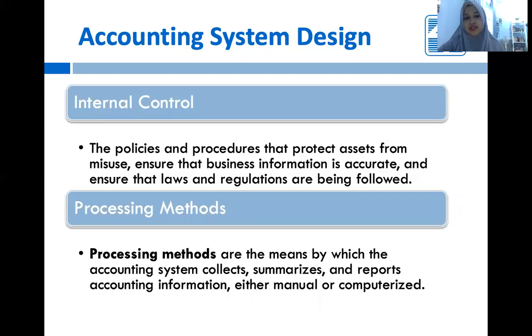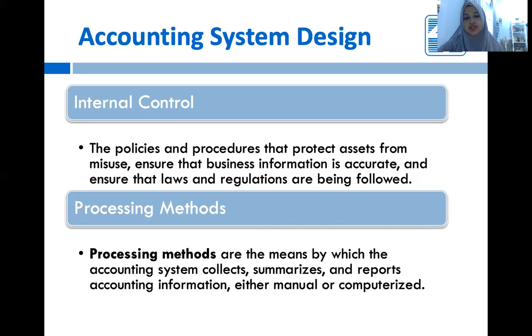Internal control means the procedures or policies taken by the company to make sure that the assets are not misused or manipulated. Internal control also covers the policies taken to ensure that business information, the financial information provided, is accurate and free from error and bias. It also aims to make sure that the laws and regulations are being followed.